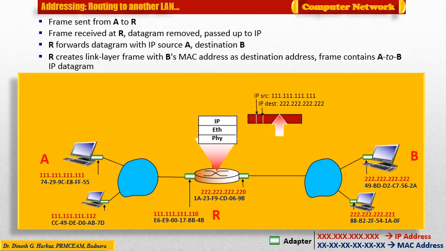But we are not finished here. This is halfway. We still have to move the datagram from the router to the destination, because this datagram is finally destined to host B. We need to move this datagram from R to B.